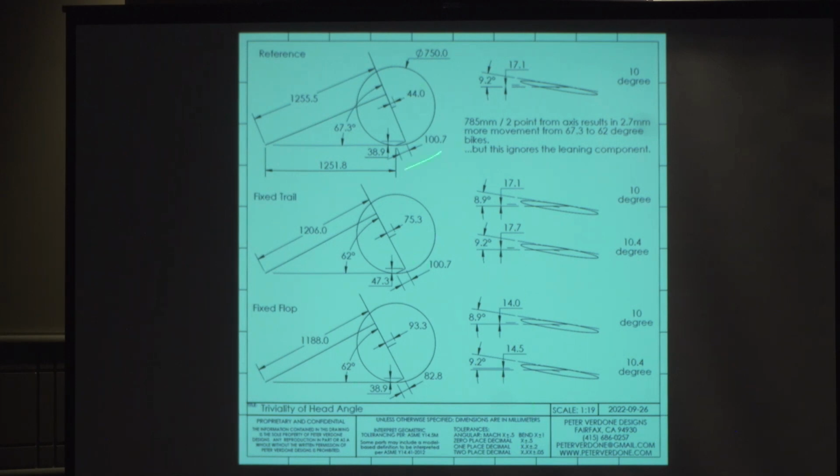Now granted, I said earlier, I'm wrong about everything, prove me wrong. Go for it, guys. Internet, have at it. Show me head angle really matters like that, okay?